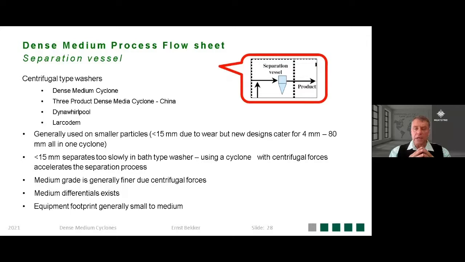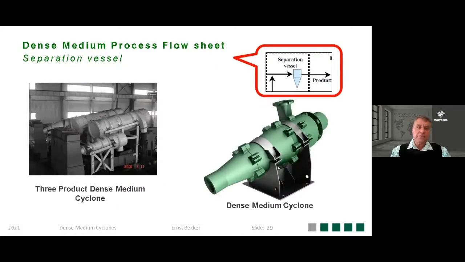You can't rely only on gravity. It takes too long for the particles to be separated. The medium grade that you use is normally finer because of the centrifugal forces. And then you do have media differentials. In other words, there is a difference between the overflow or the floats and the sinks densities. But the footprint is normally small to medium, and that makes the centrifugal type washers quite attractive in most dense media applications.